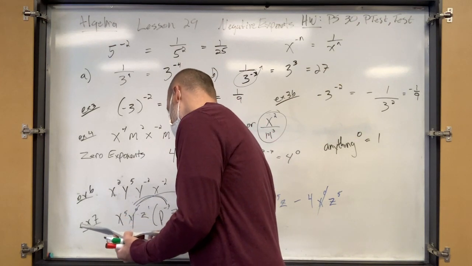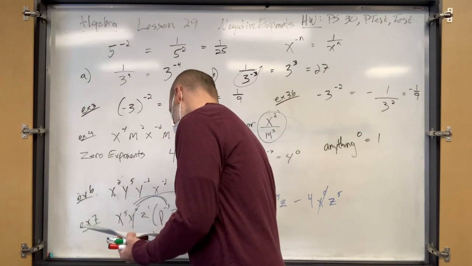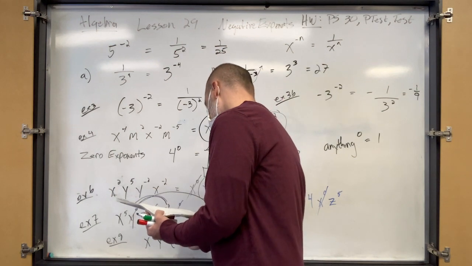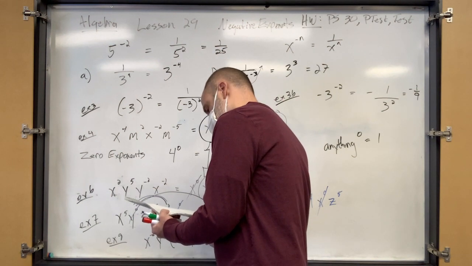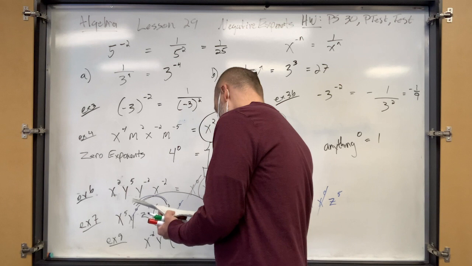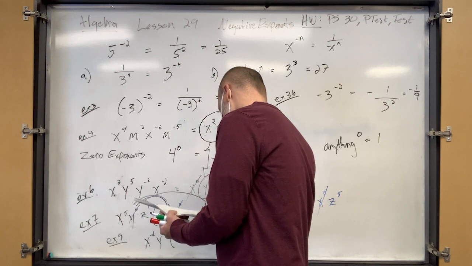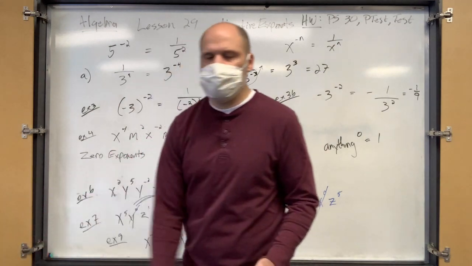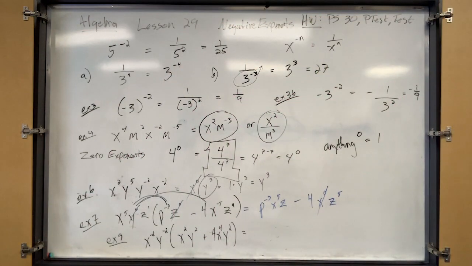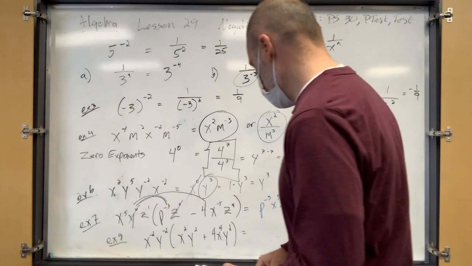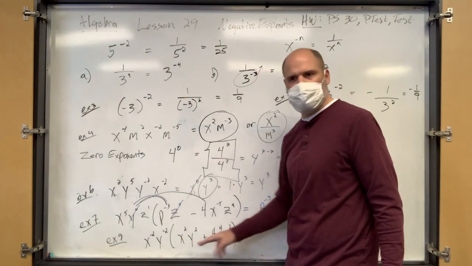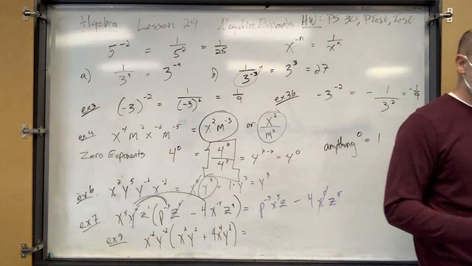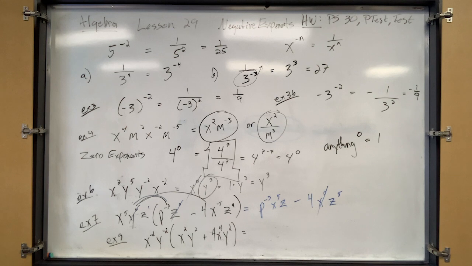All right, x to the negative 2, y to the negative 2 times x squared, y squared plus 4, x to the 4th, y squared. All right, do that on your paper and be cautious. Be cautious. This is a distributive one. Yep, distributive because it's this times these 2 terms, right? So we're going to distribute that to both of those.